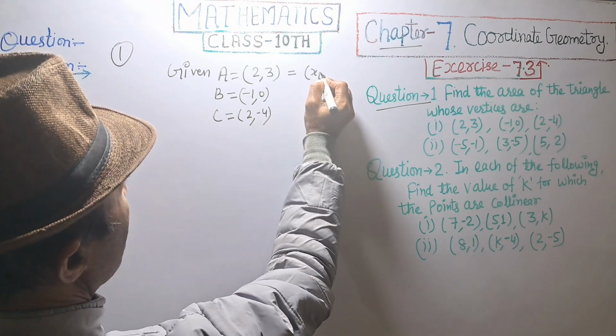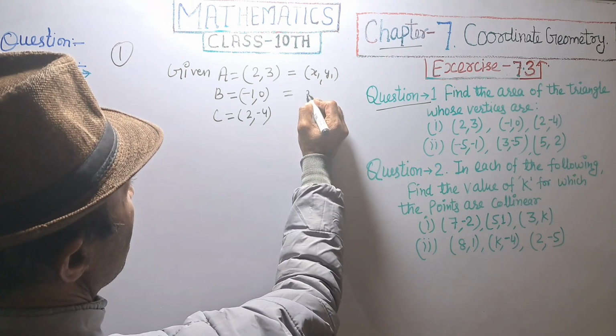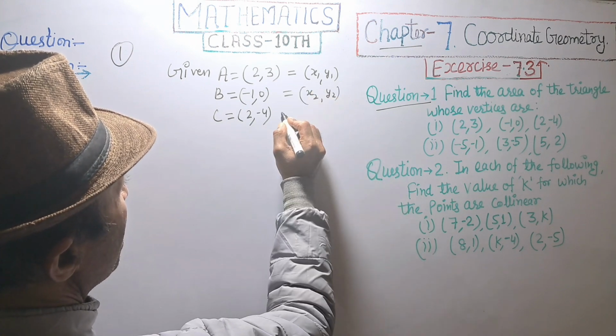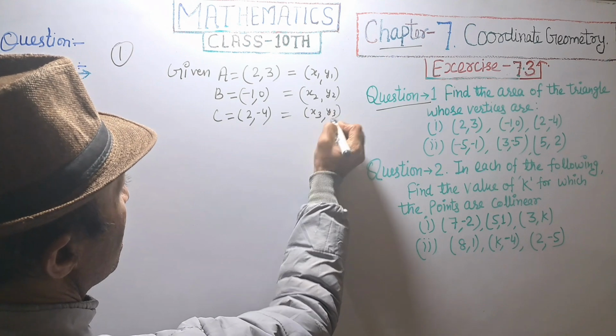This is equal to x1, y1, x2, y2, and x3, y3.